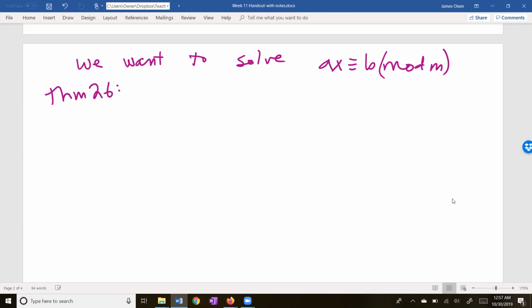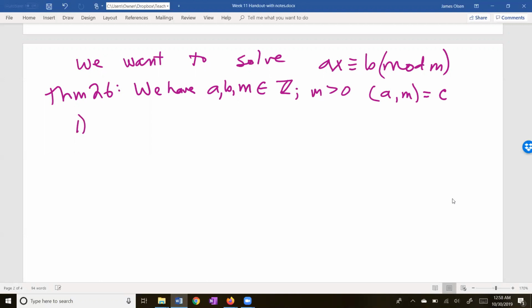Okay, we want to solve AX is congruent to B mod M. This is theorem 26. And we have some basic facts. Of course, we have integers. A, B, and M are integers. And we have M greater than zero. And the greatest common divisor of A and M is C. And since A and M were integers, C is an integer.